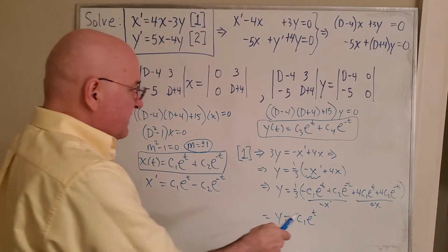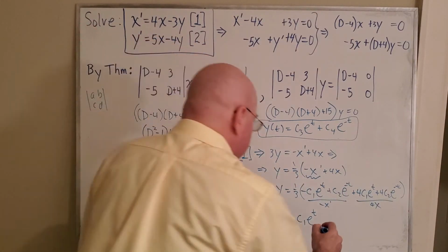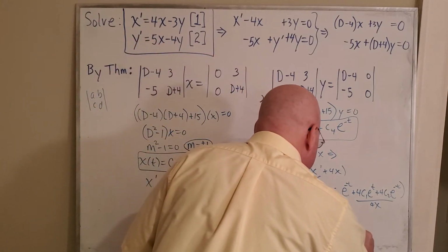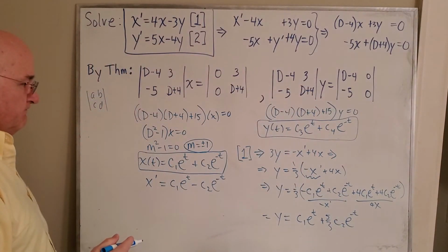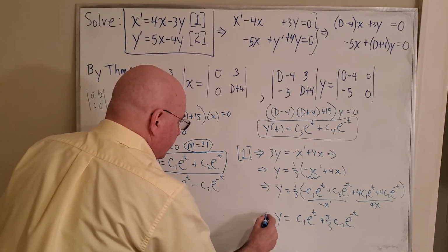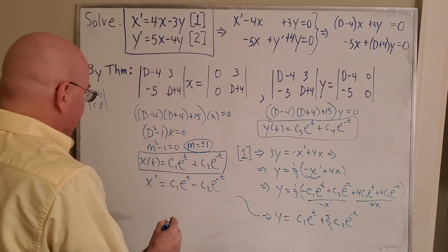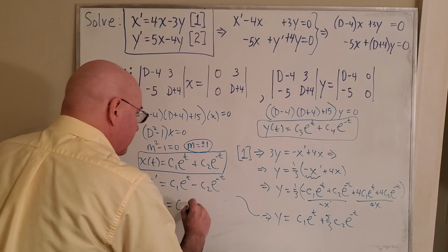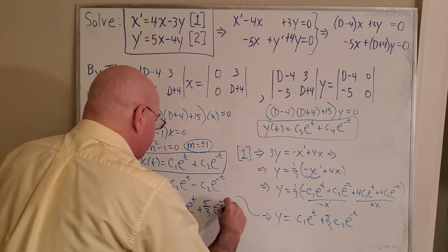And inside the parentheses, I get c2 and 4c2. I get a 5c2 e to the negative t. So I'm going to divide that by 3 for that 1/3. Now we're done. So I'm just going to go ahead and write this right here. Rats, I can't put them quite right next to each other. y of t is equal to c1 e to the t plus 5/3 c2 e to the negative t.